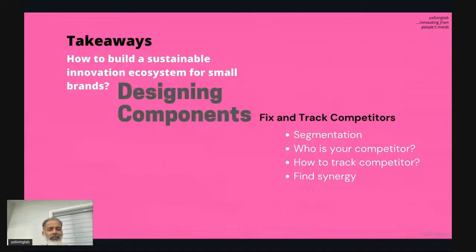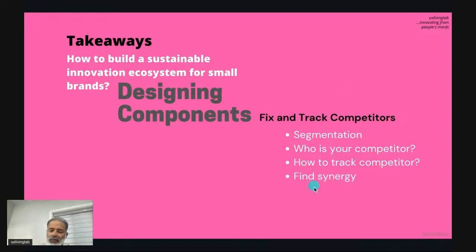Okay, what are the takeaways? When we talk about a sustainable innovation ecosystem, one of the important components is competitors. So we are talking about segmentation. We already spoke about who your competitor is, how to track competitors, and find synergy.